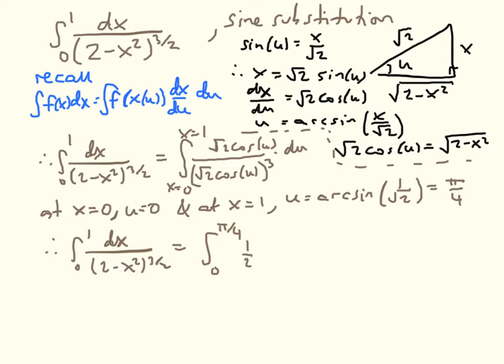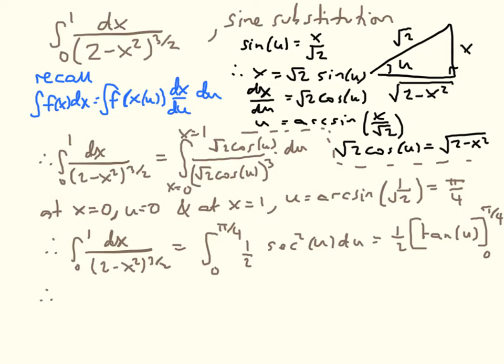And 1 over cos squared is sec squared u integrated with respect to u. So this is 1/2, I can pull it outside the integral, and the integral of sec squared is tan, because the derivative of tan is sec squared. So we have the tangent of u from 0 to pi over 4.